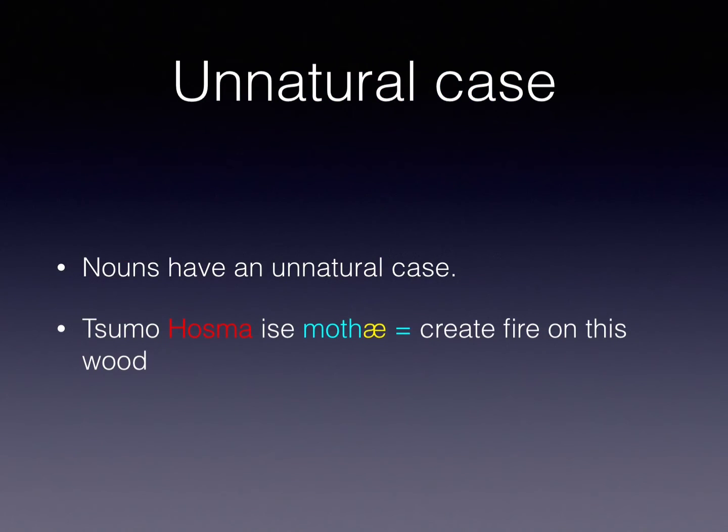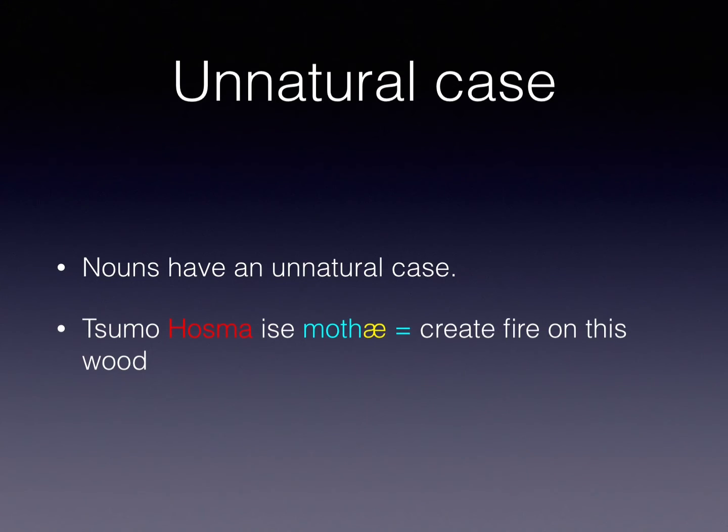Up next is what I would like to call the unnatural case. So in this language, nouns have a total of 8 cases, one for each school, and also the unnatural case. It says that it's for an object, so I don't know what that's called. There's tsumo hosma ise mothai, and that would mean create fire on this wood. So mothi is wood. It changes to mothai for on something. And then ise is this.